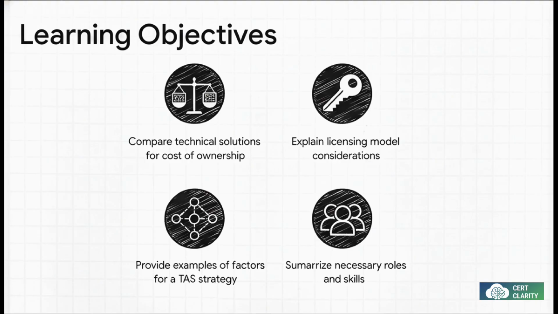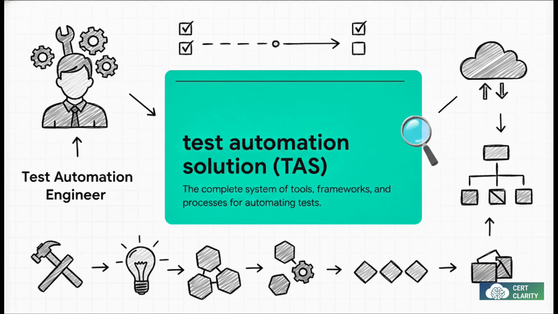a shot at succeeding. All right, let's get our key terms straight, exactly as the syllabus defines them. The Test Automation Engineer, or TAE, that's your specialist, the person with the coding chops to build the whole thing. The Test Automation Solution, or TAS, now that's the entire ecosystem they build. It's not just the tools, it's the frameworks, the processes, the whole shebang.